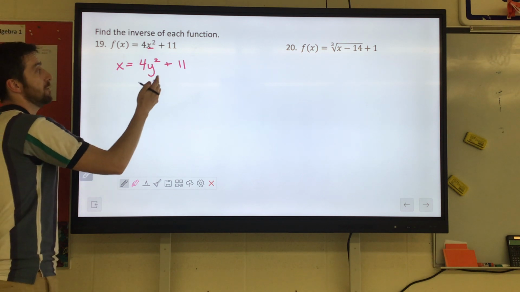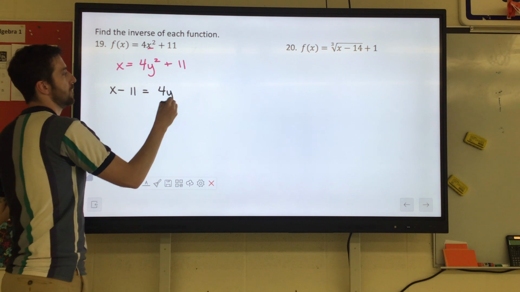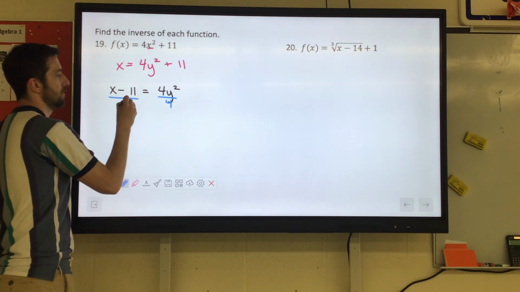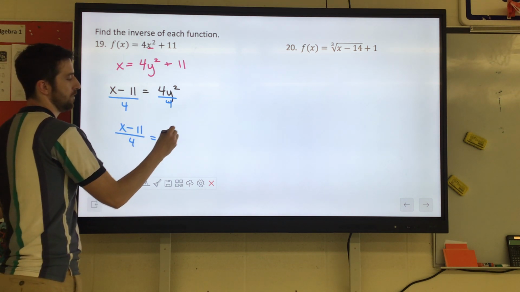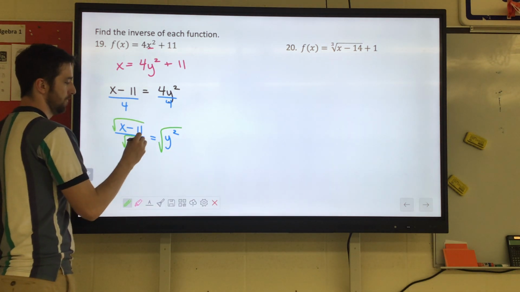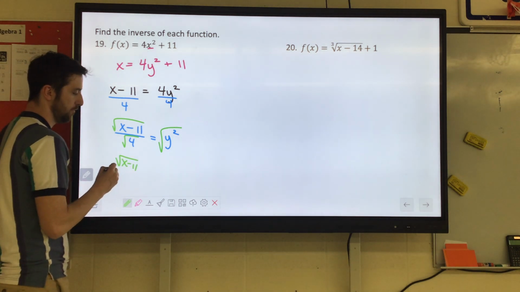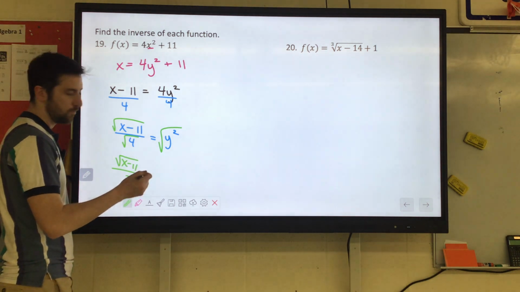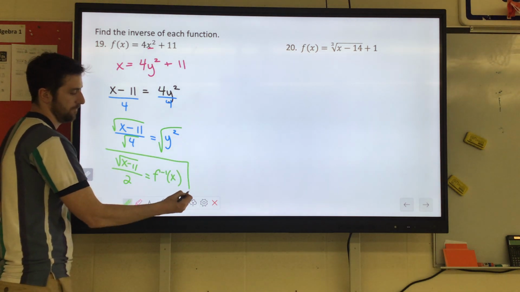So if we're trying to get y by itself, first we would subtract the 11. Then you would divide everything by 4. X minus 11 over 4 equals y squared. And we don't want y squared, we want y, so you square root it. You can't square root x minus 11, that's okay. But you can square root the 4 in the denominator. Square root 4 is 2. And then at the end, you don't write equals y, you write equals f inverse x. That would be that one.